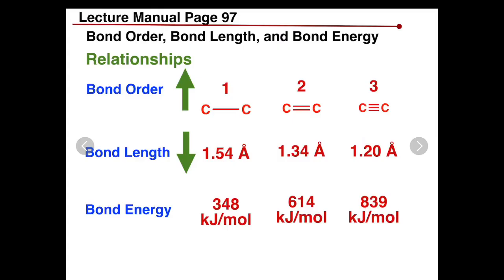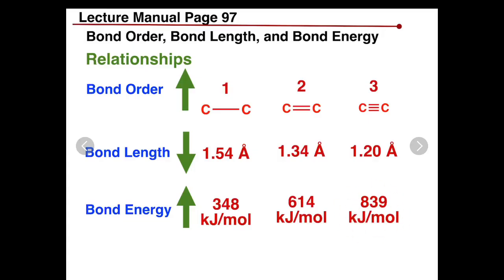If you're looking at the bond energy, what happens to the bond energy as the bond order increases? You're also expecting the bond energy to increase as well. That makes sense, right? For example, if you have 3 ropes versus 1 rope, it's easier to break apart 1 rope. It's harder to break apart 3 ropes, so it's going to require more energy.